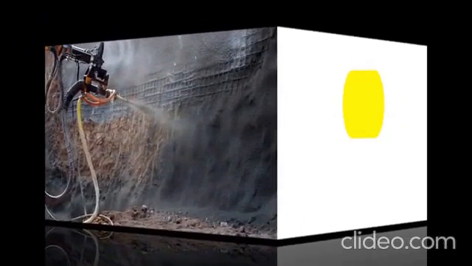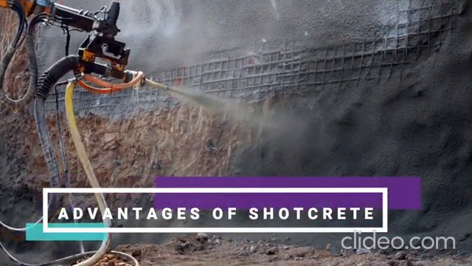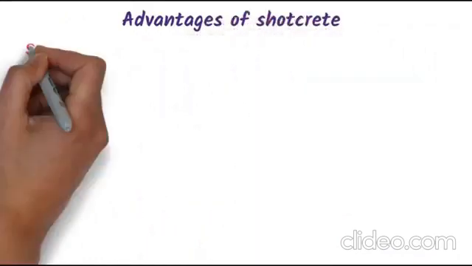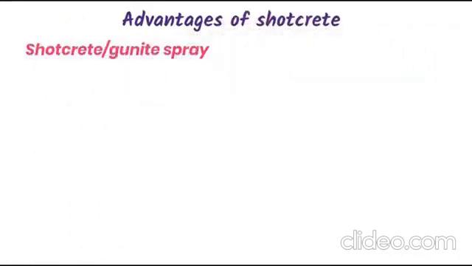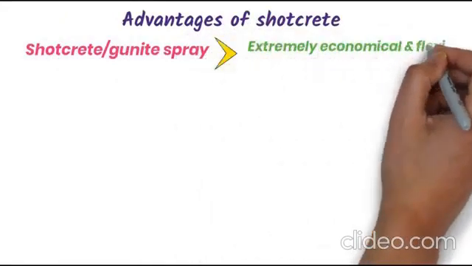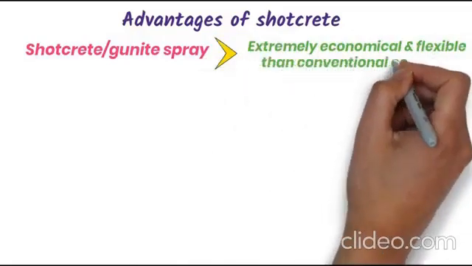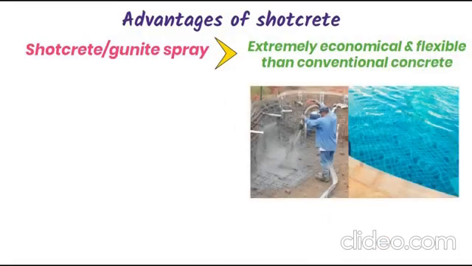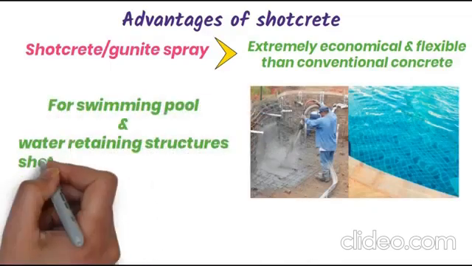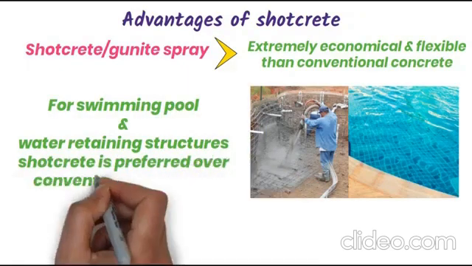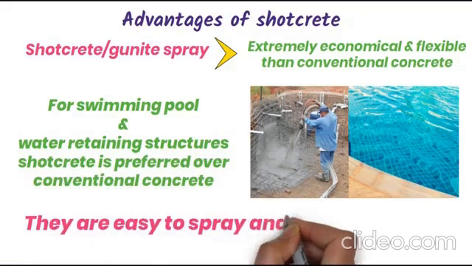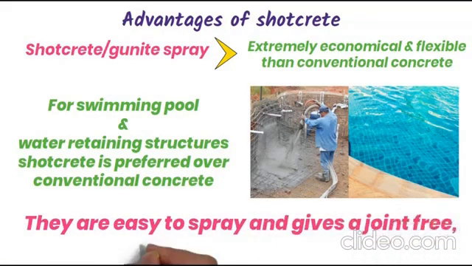What are the advantages of shotcrete or gunite? Advantages of shotcrete. Shotcrete or gunite spray is extremely economical and flexible compared to conventional concrete. For swimming pools and water retaining structures, shotcrete is preferred over conventional concrete. They are easy to spray and give a joint-free, even and dense surface.